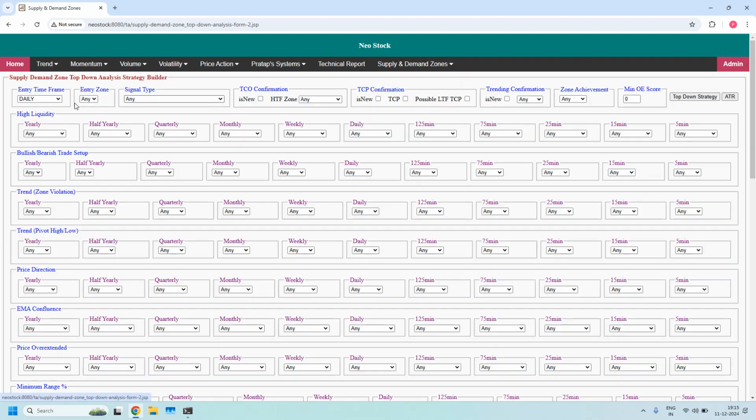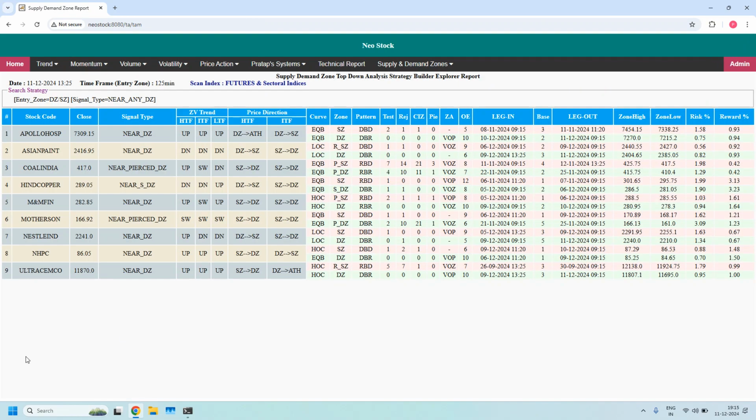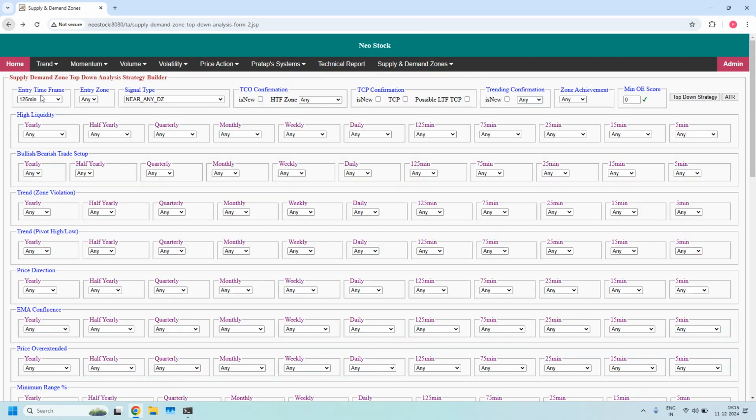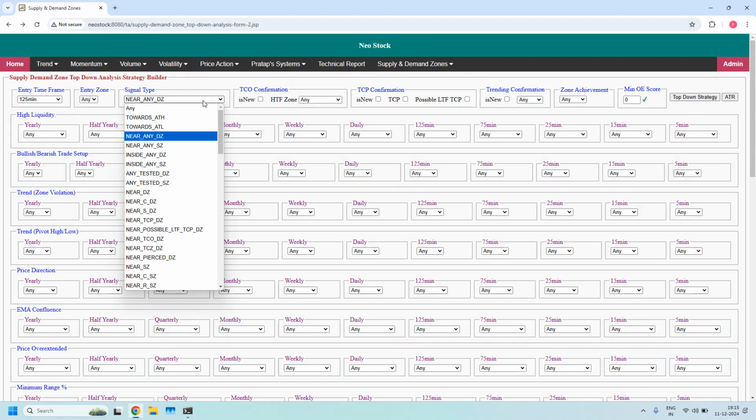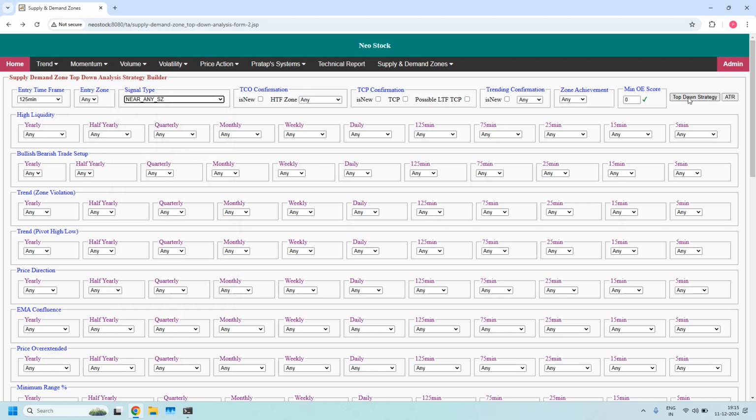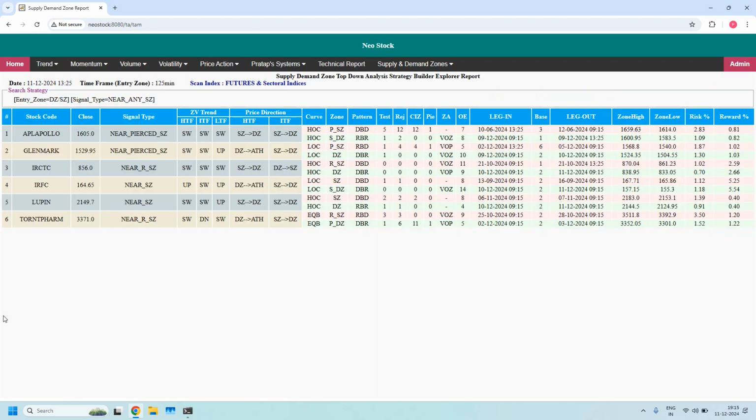Next time frame is 125 minutes. Stocks near 125 minutes demand zone. 9 stocks are filtered. Next 125 minutes time frame, stocks near 125 minutes supply zone, 6 stocks are filtered.